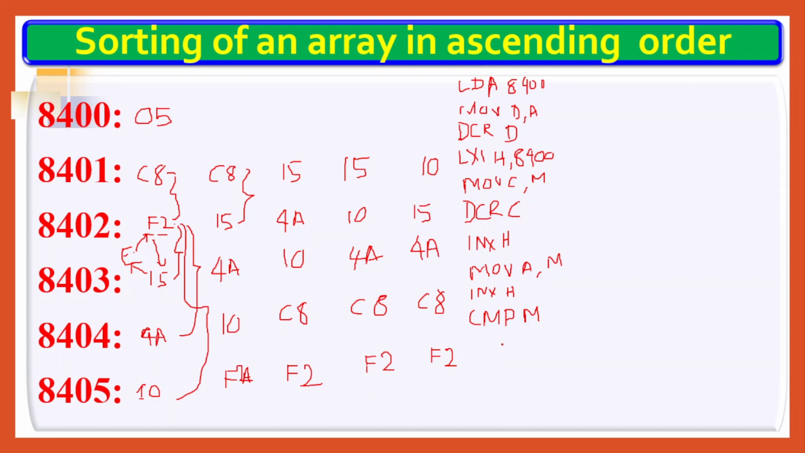Ascending order means what? Suppose carry occurs, it means no need of exchange. So that's what we are going to do: jump on no carry. No carry means already in ascending order only. Jump no carry, go to the next. This is our task.